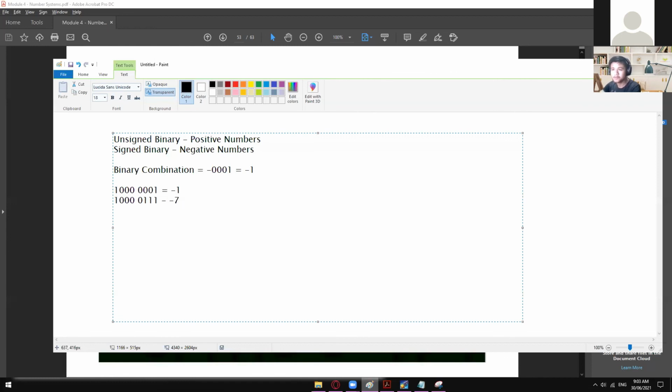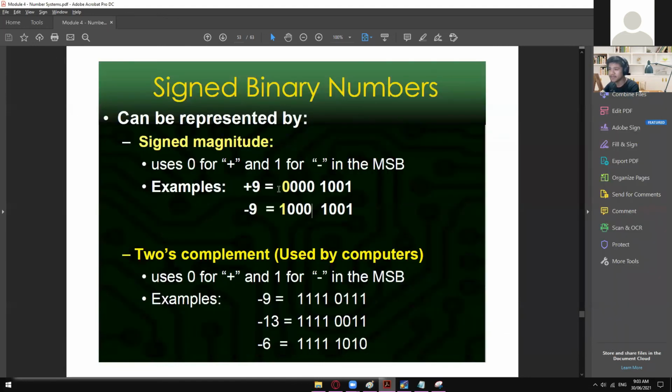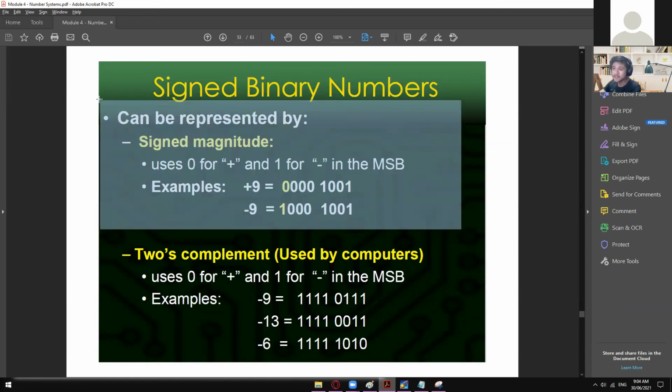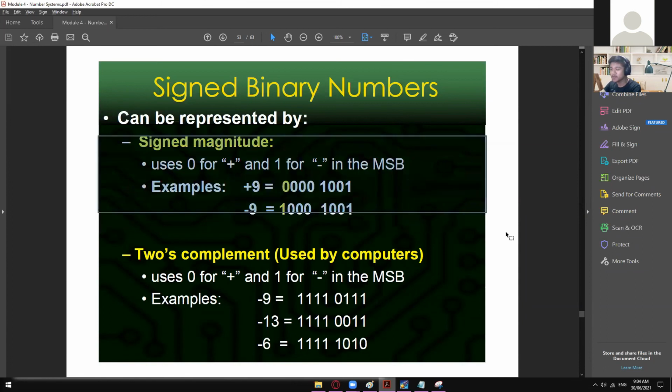If you want to represent this into positive, of course, you only need this one. This one is considered positive 1, and then 0111 is equal to positive 7. So that's the logic behind positive 9 and negative 9. For positive 9, simply write 1001, and then for negative 9, just make that first bit 1. But that is just the concept. This is not the one that we are going to use.